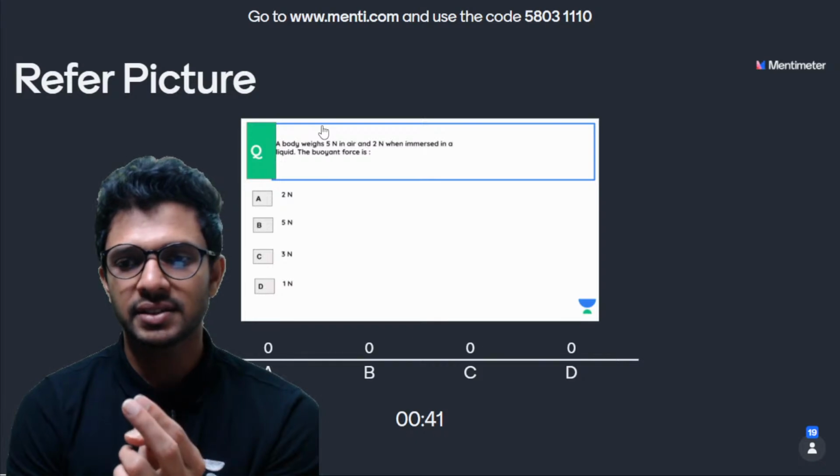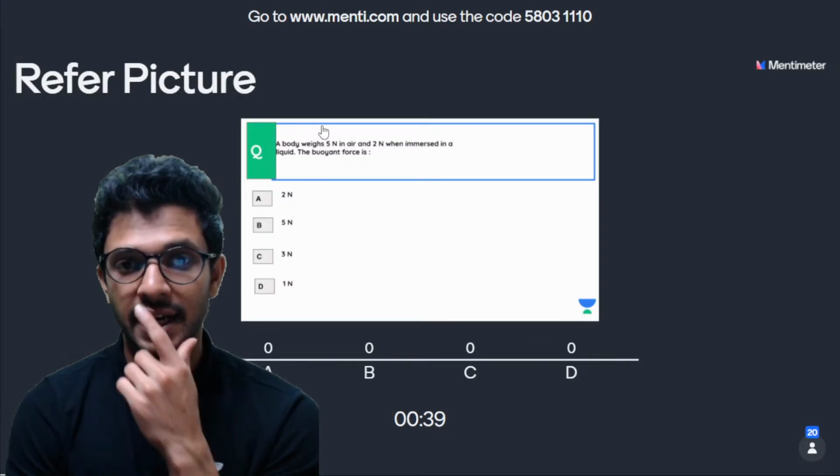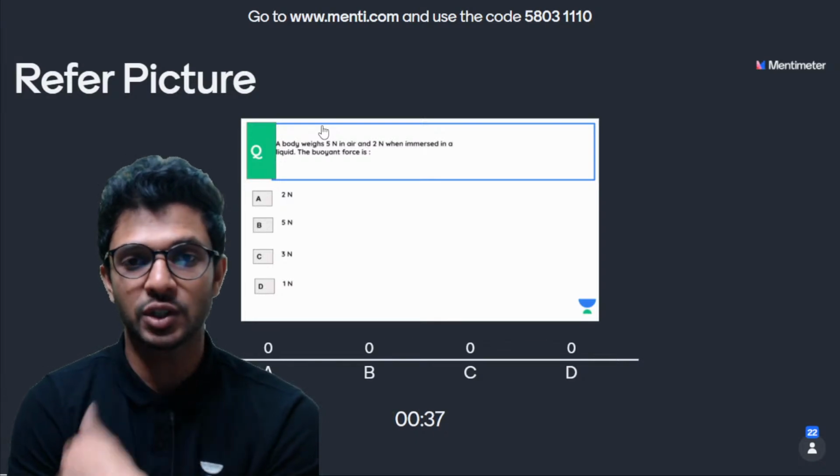A body weighs 5 Newton in air and 2 Newton when immersed in liquid. So the buoyant force is?